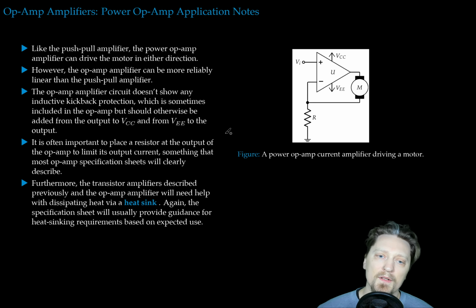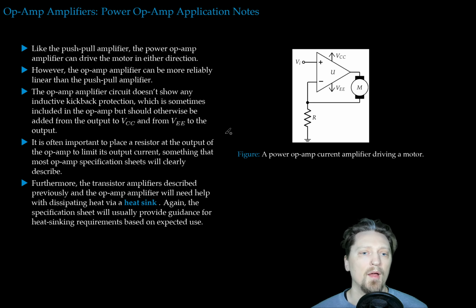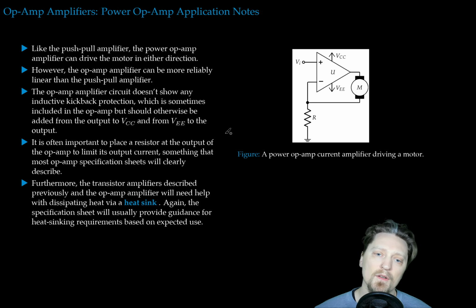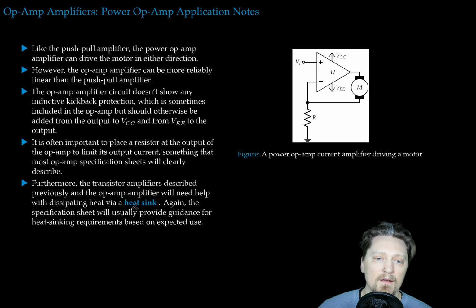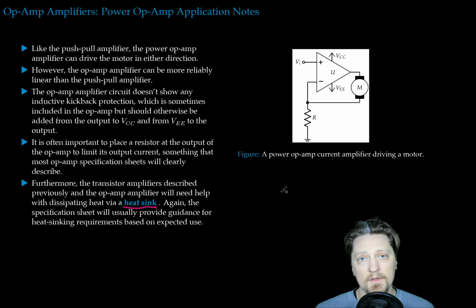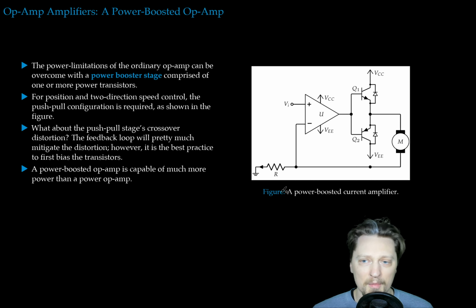It is often important to place a resistor at the output of the op-amp to limit its output current, something that most op-amp specification sheets will clearly describe. Furthermore, the transistor amplifiers described previously and the op-amp amplifier will need help with dissipating heat via a heat sink. Again, the specification sheet will usually provide guidance for heat sinking requirements based on expected use. So that concludes the power op-amp description, and now we'll move on to another op-amp amplifier, a power-boosted op-amp.